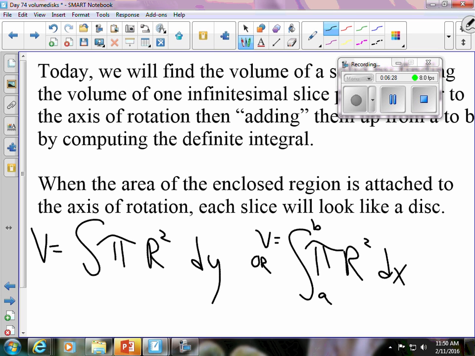If the thickness of our slice is a small change in y, we'll integrate from the smallest y to the greatest y. We usually see c to d for those. And this is called the disk method.